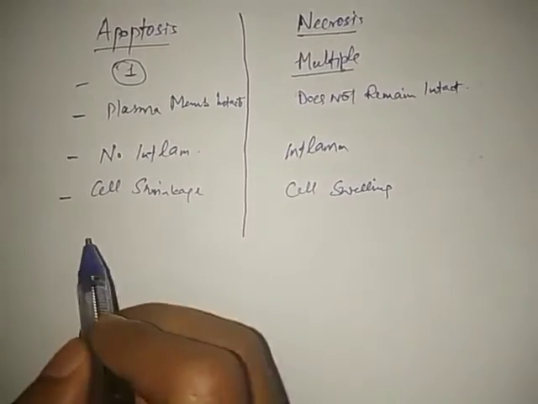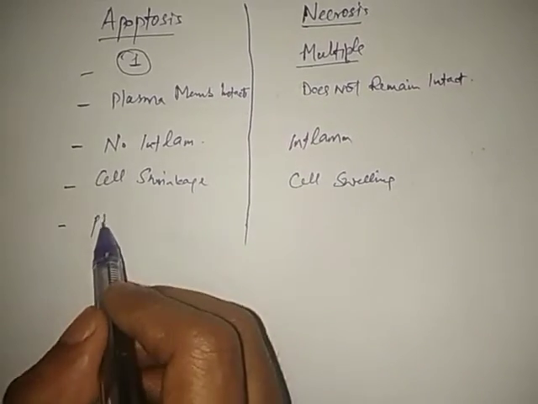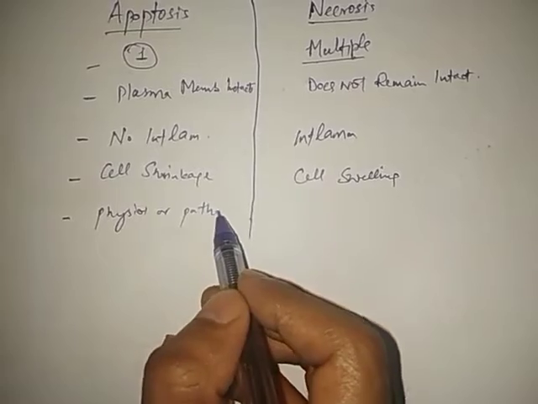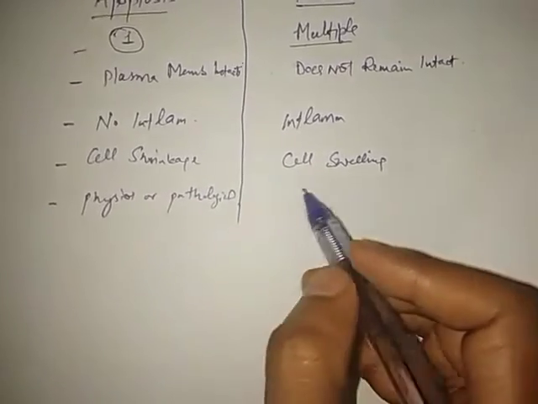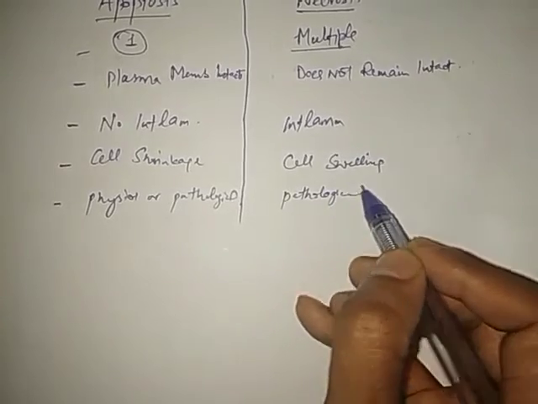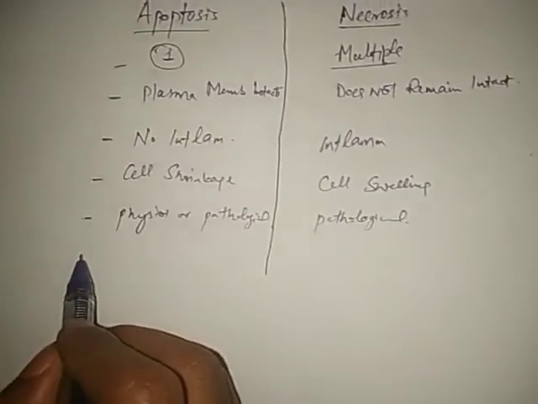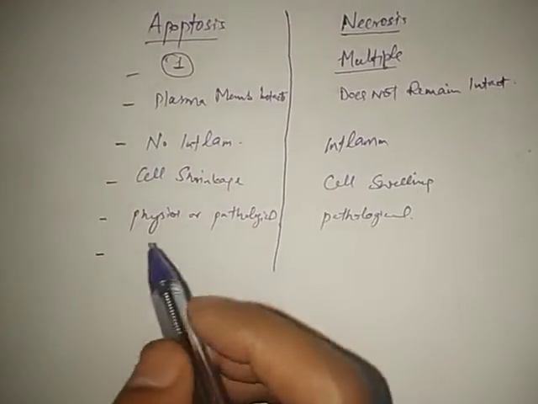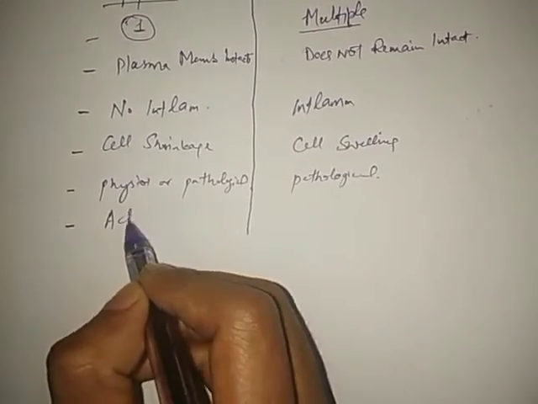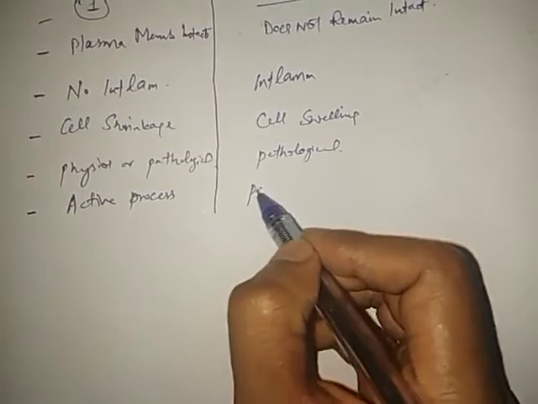Also, apoptosis can be physiological as well as pathological, while necrosis is always pathological. Also, apoptosis is an active process, while necrosis is a passive process.